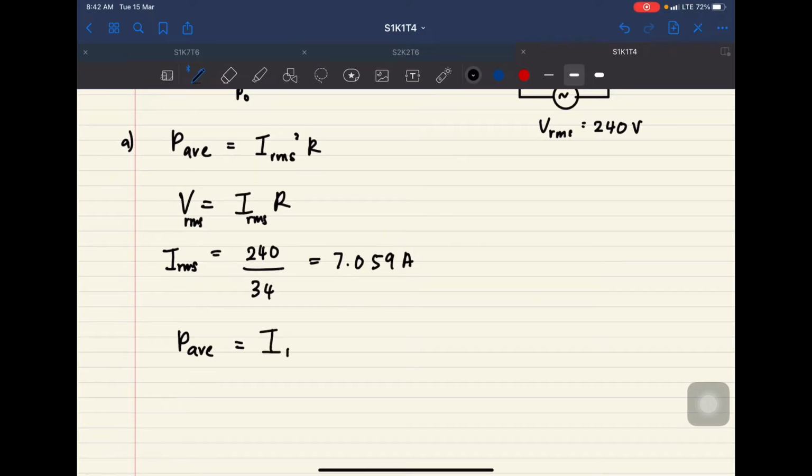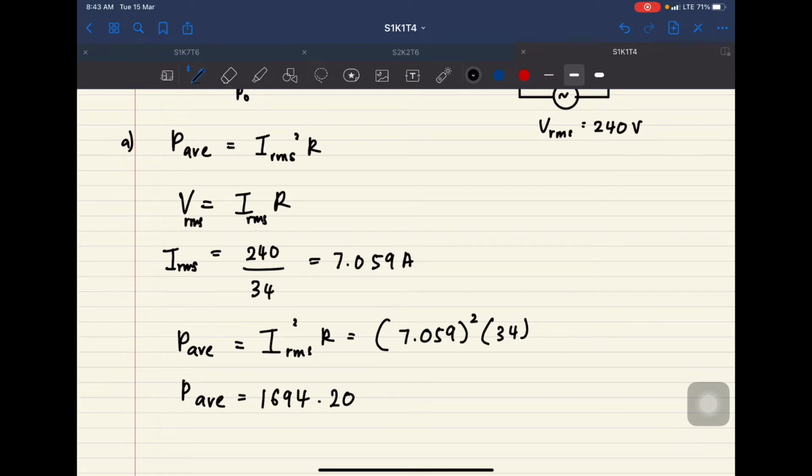Then you have to substitute back inside the formula. Okay, just write down the formula again. So you will have 7.059 squared multiplied by 34. I got here is 1694.20. Okay, remember the unit for power is watt, so W.